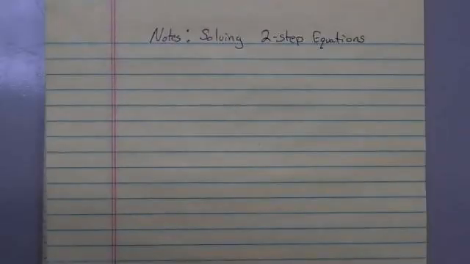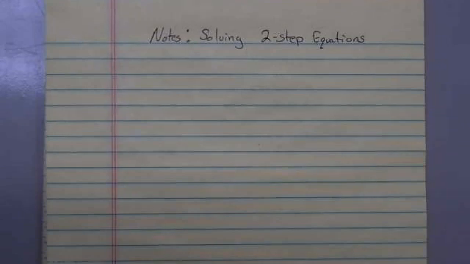All right, so now we're going to look at solving two-step equations. Now, before we've looked at one step where we've either added, subtracted, multiplied, or divided, and then after we did that one step, our variable was by itself, and then we were done. But now, two steps means you've got to do two steps.